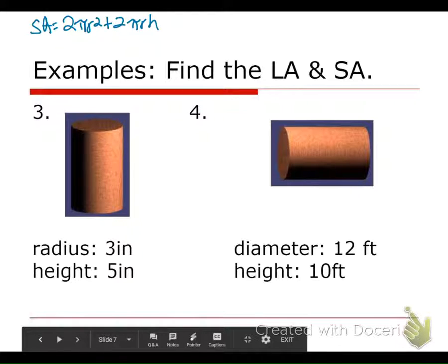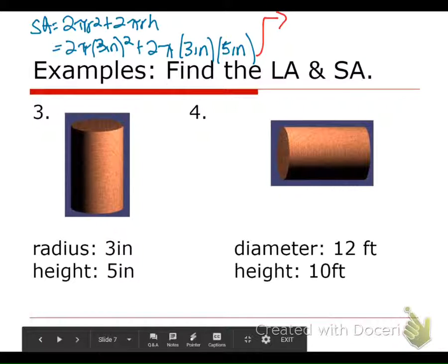Okay, so in this case, we have 2 times pi. What is my r value? 3. So it is 3 inches squared, plus 2 pi. My r value again is 3 inches times my height of what? 5 inches.